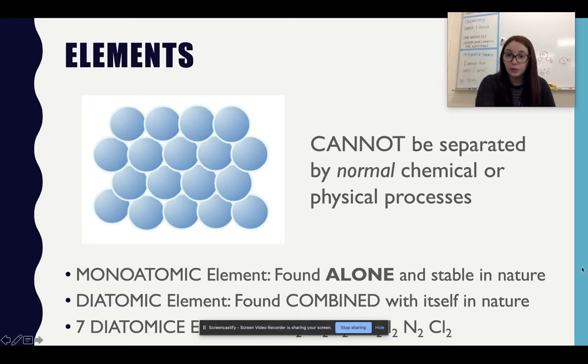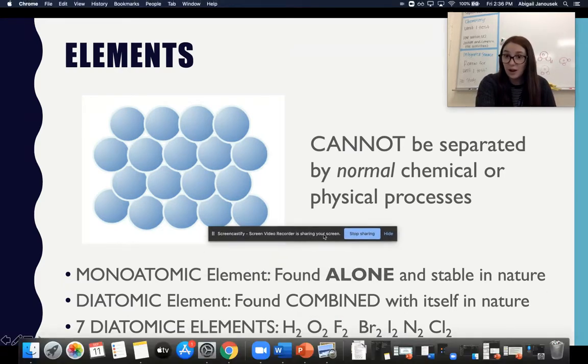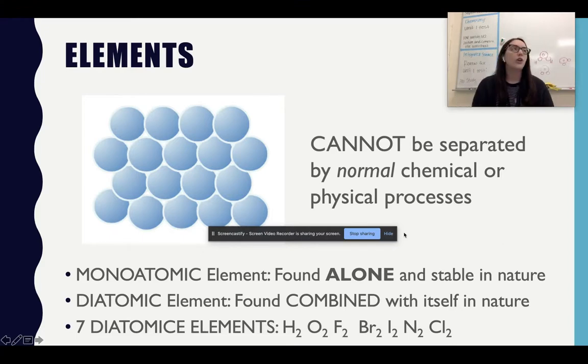So I could look at the periodic table of elements, obviously, and I could look and see copper. Copper is a monoatomic element. They're found alone. So I don't have two coppers near each other like my diatomic, which we'll talk about. I can just have like one Cu out and about, and it can just exist like that. And it's stable, which is important. If elements are not stable, it can be a little crazy.